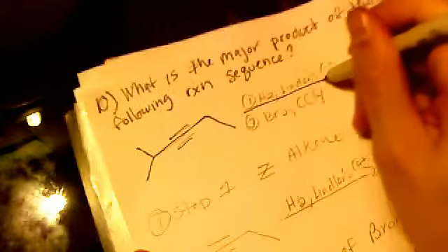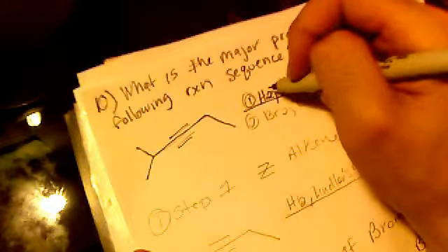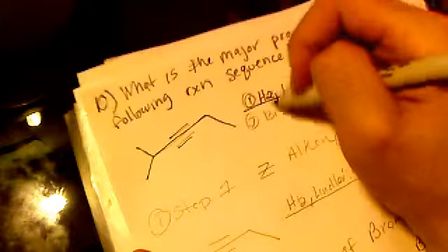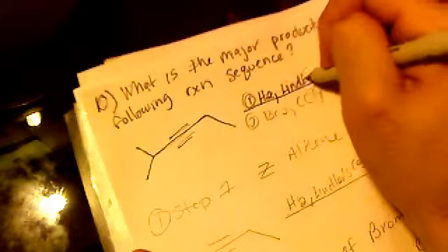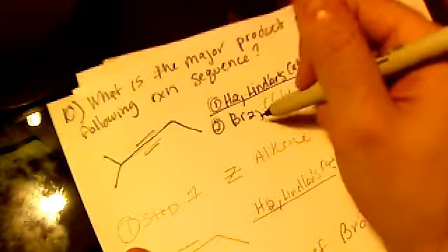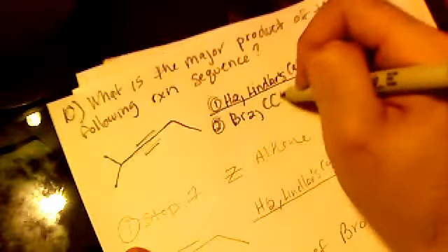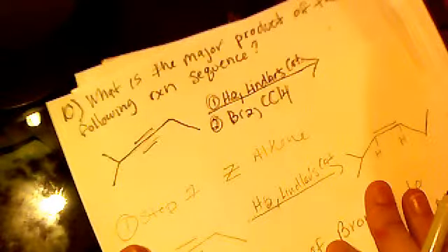And they said first they're going to treat it with hydrogen, a dihydrogen molecule, and Lindlar's catalyst, right? And then the second reaction is they're going to add two bromines in, what's that called? CCl4. I can't remember the name of it right now.